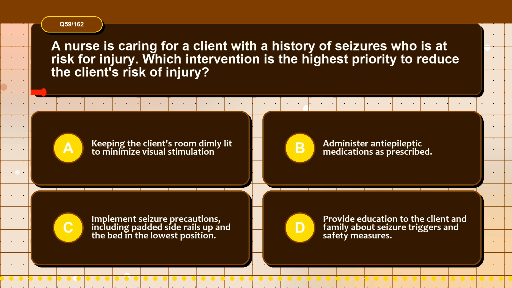Question 59. A nurse is caring for a client with a history of seizures who is at risk for injury. Which intervention is the highest priority to reduce the client's risk of injury? Option A: keeping the client's room dimly lit to minimize visual stimulation. Option B: administer anti-epileptic medications as prescribed. Option C: implement seizure precautions, including padded side rails up and the bed in the lowest position. Option D: provide education to the client and family about seizure triggers and safety measures.